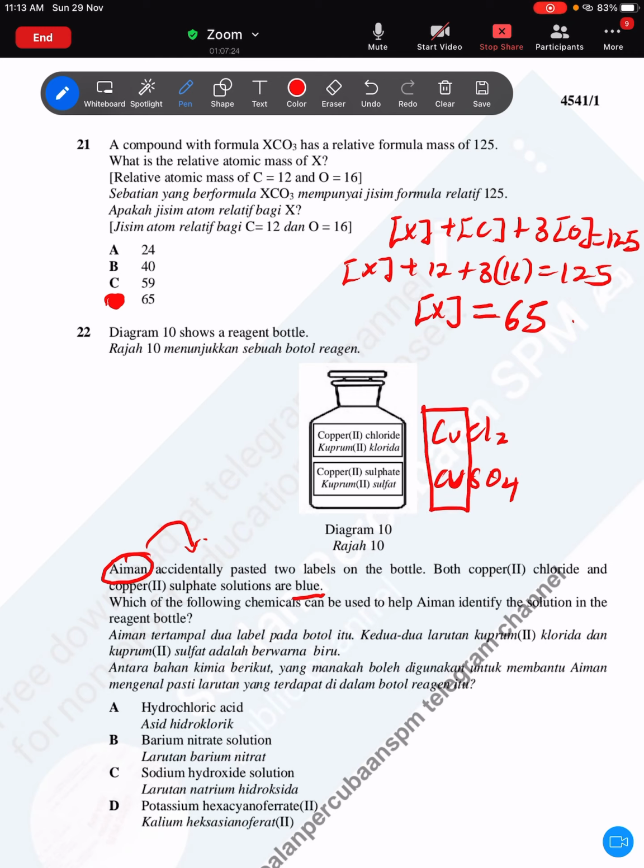Okay, Aiman, the question is, which of the following chemicals can be used to help Aiman identify the solution in the reagent bottle? Guys, and more specifically, Aiman, what test are you going to do? Which test are you going to carry out?